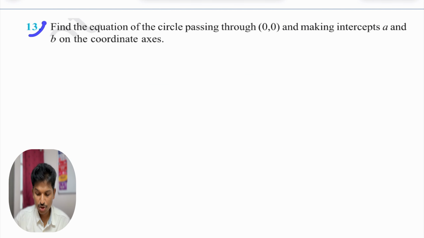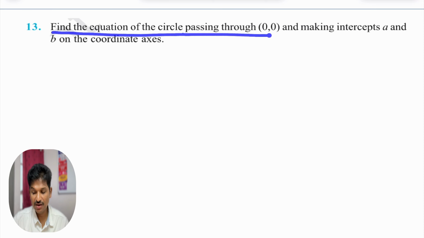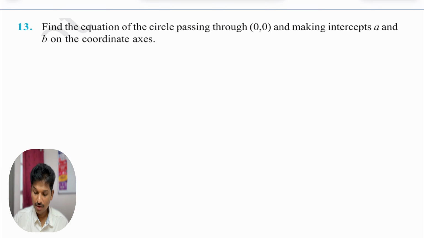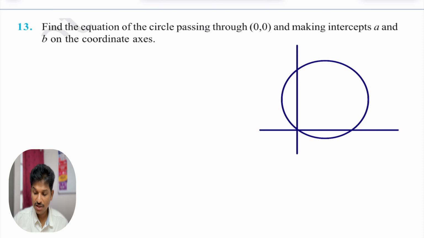You observe this question number 13, what they are asking. Find the equation of a circle passing through 0, 0, making intercepts A and B on coordinate axis. To explain this question, I'll draw the diagram. In the question, they mention that the circle passes through 0, 0. You see here, this circle is passing through 0, 0. Here, making intercepts A and B on the coordinate axis.